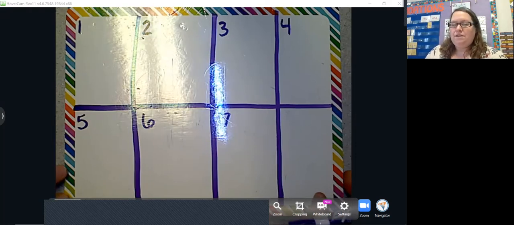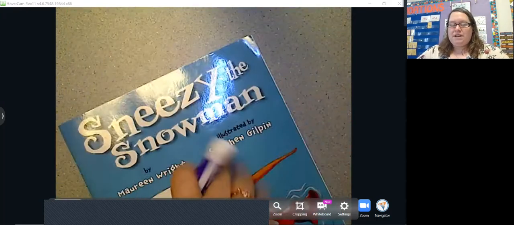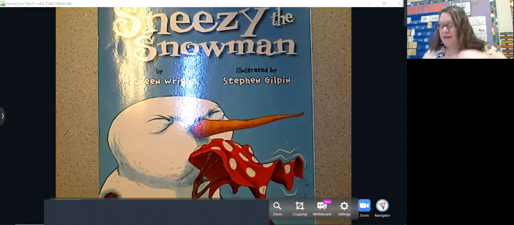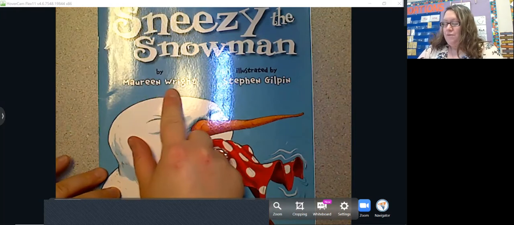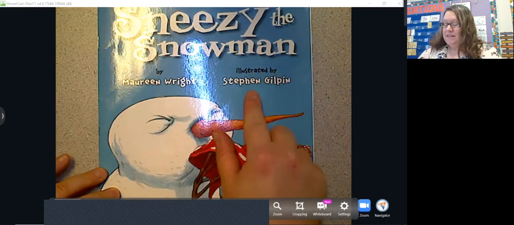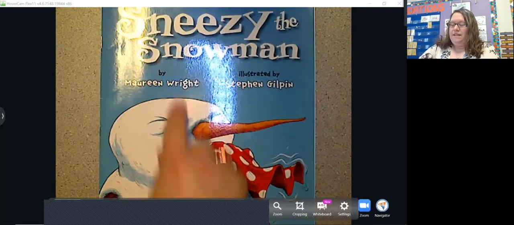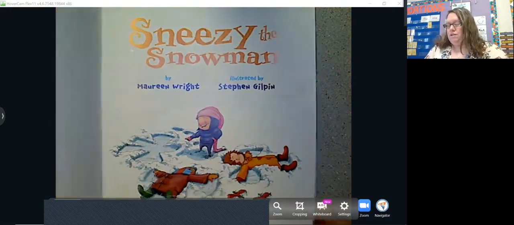So I want you to do that and then put this to the side, keep it ready because as we're reading, we're going to be doing it, okay? Sneezy the Snowman, written by Maureen Wright, illustrated by Stephen Gilpin. Remember, illustrators draw the pictures and the author writes the words.